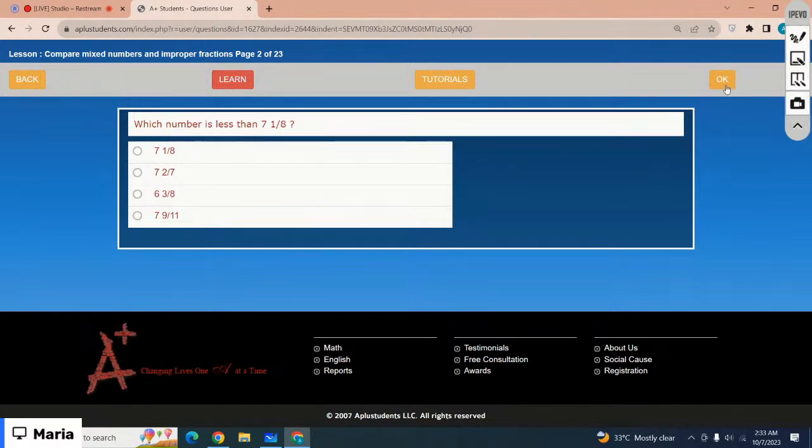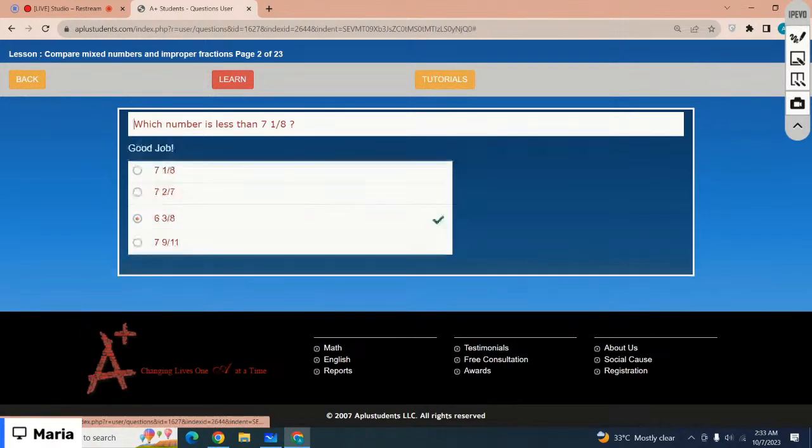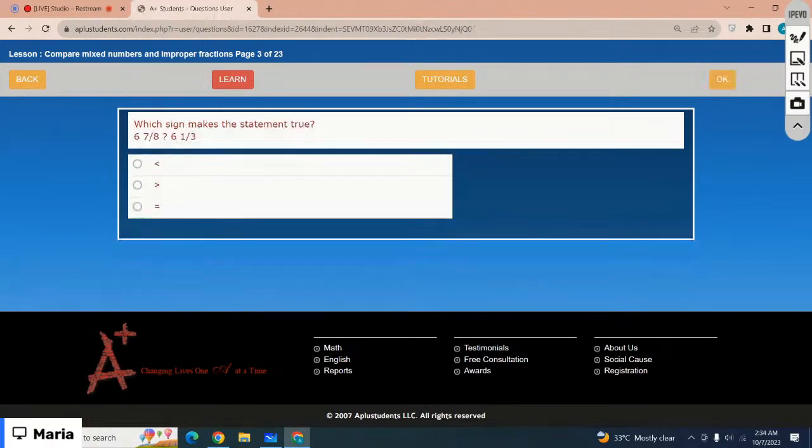Here you have 7, 7, 7, 6. 6 is less than 7. That means the correct option is 6 whole 3 over 8. First of all, just look at the whole numbers, right?